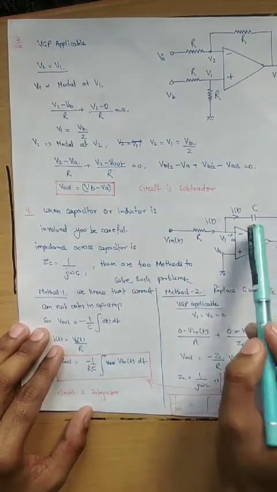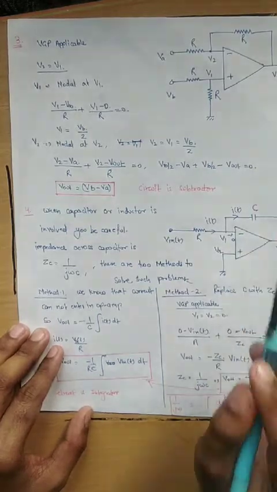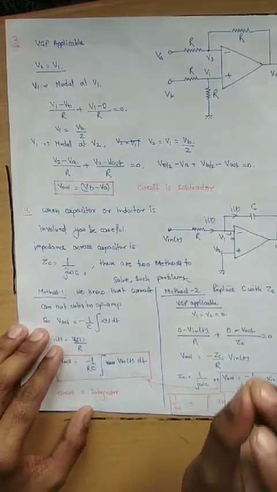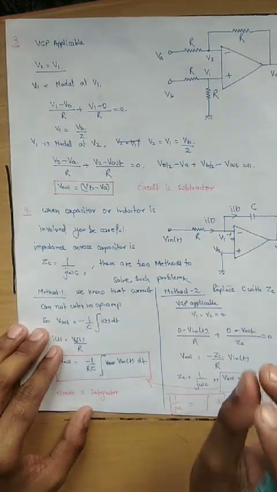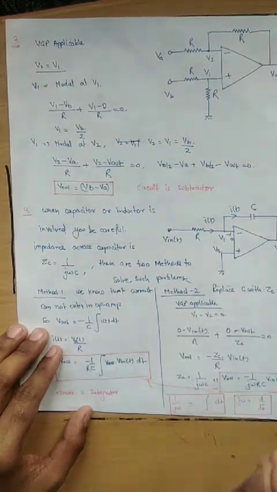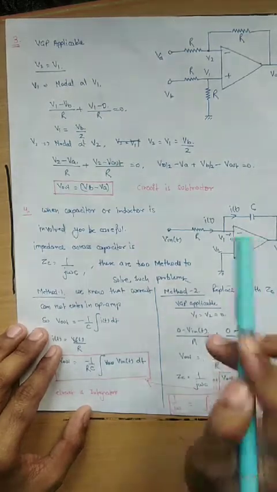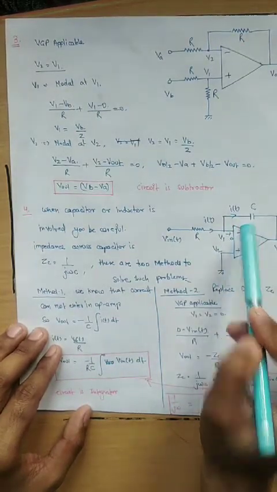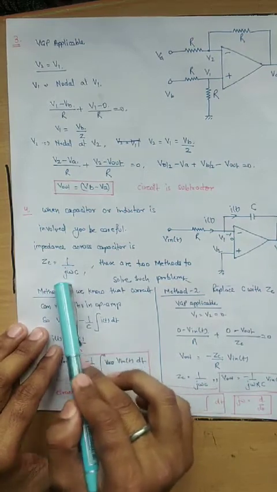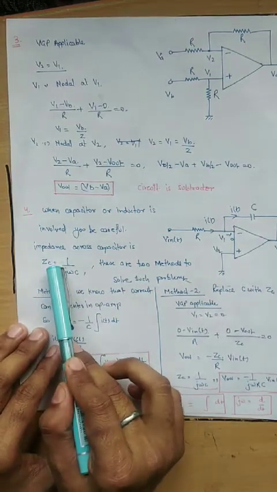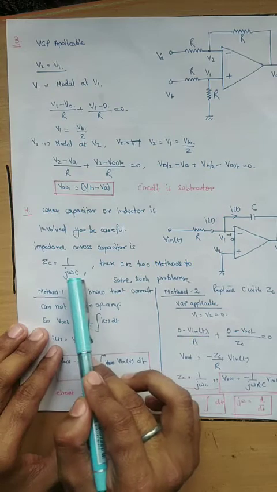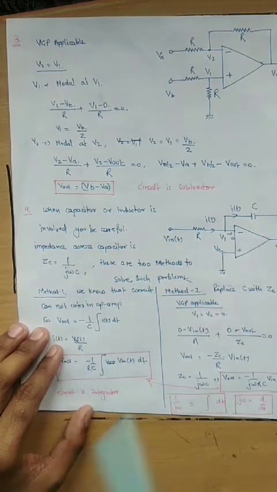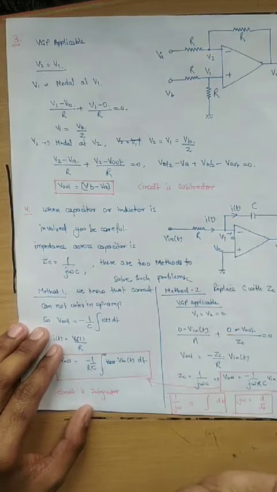This is the circuit. The capacitor is involved. Whenever a capacitor is involved, I told you a capacitor does not allow sudden change of voltage. So the capacitor cannot be treated as a direct resistance. So we have to find out the impedance of the capacitor. So what is the impedance of the capacitor? ZC is equal to 1 by j omega C. Now there are two methods to solve this problem.